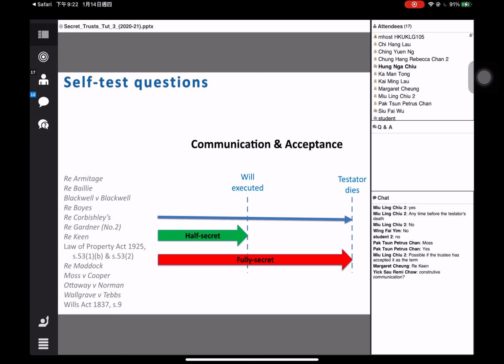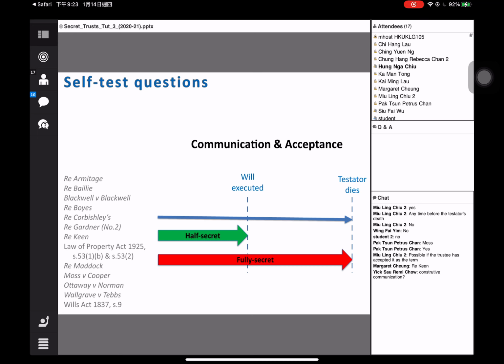As I said, Hudson thinks that all secret trusts are constructive trusts. We have an authority in the case of Re Bailey saying that half-secret trusts are express trusts. But the case of Ottaway and Norman left open this idea. It was unclear whether they're express or constructive, based on the judgment in Ottaway and Norman. So again, there's quite a bit of grey area here. It's not entirely clear.